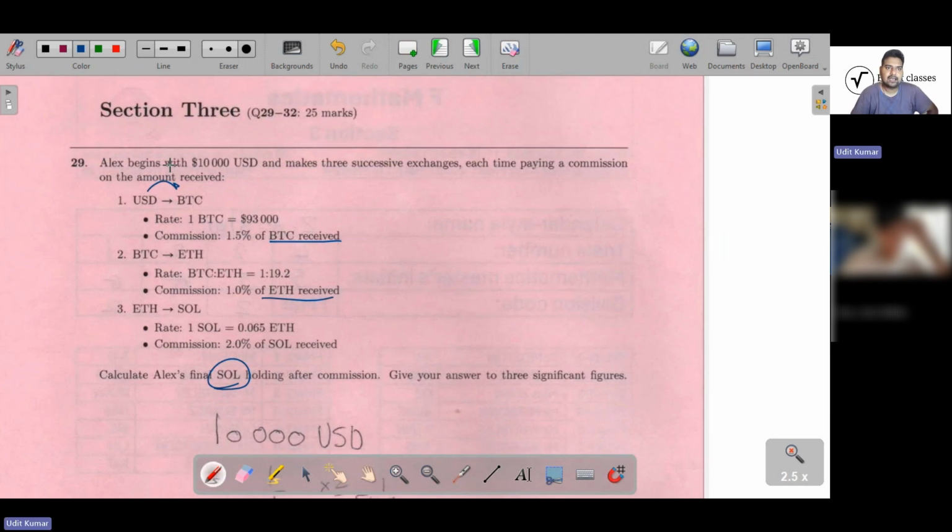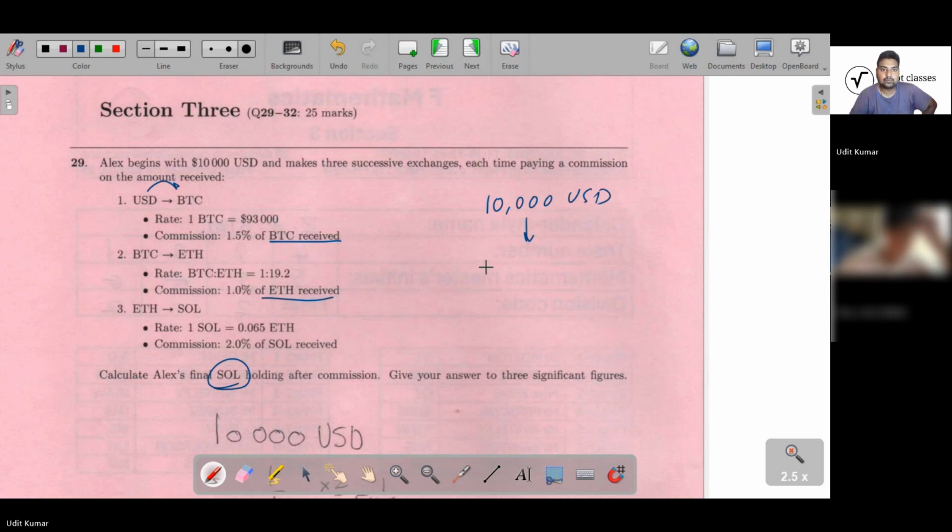So Alex begins with 10,000 USD, right? Yes. And he makes three successive exchanges. These are the exchanges. So first he converted it to Bitcoin, right? Yeah. So what will happen?